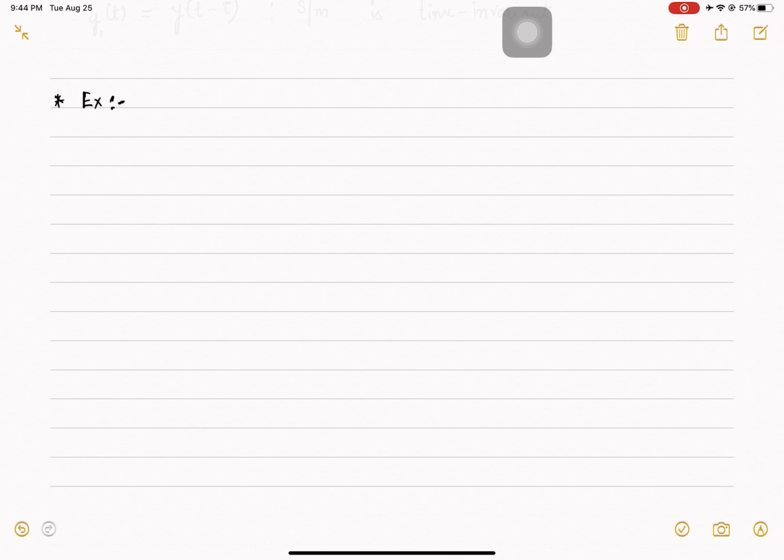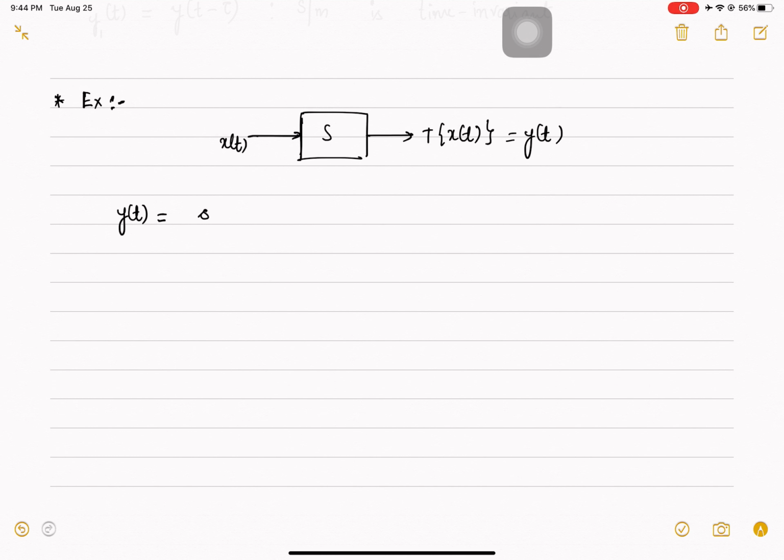First, I have a system. Let's call the system S, and it takes an input x of t and transforms it into what we call an output y of t. And what will be given is the relation between the input and the output. In this case, the relation is y of t is equal to sine of x of t. This is what the system does.